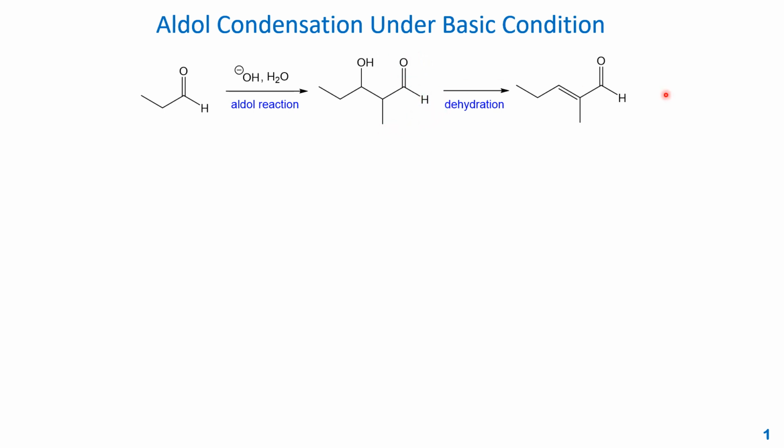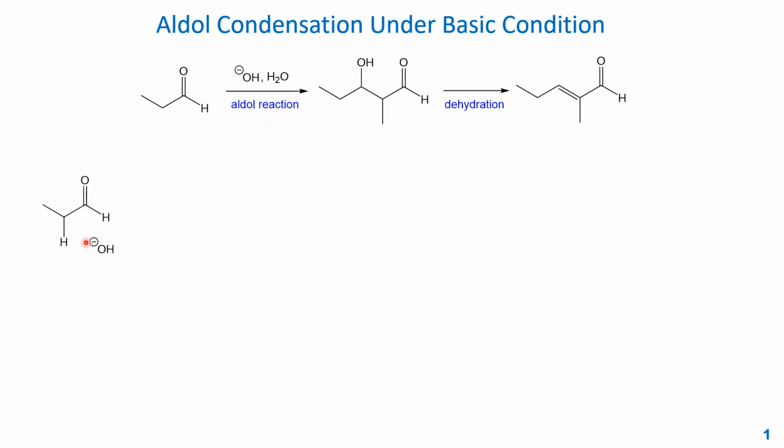And then the second step, dehydration, will lose one water and form a double bond here. So the overall reaction is called aldol condensation because we lose one water as a small molecule. And the first step is called aldol reaction. Be careful, don't be confused. Okay, I will show you the arrow pushing mechanism under basic condition.